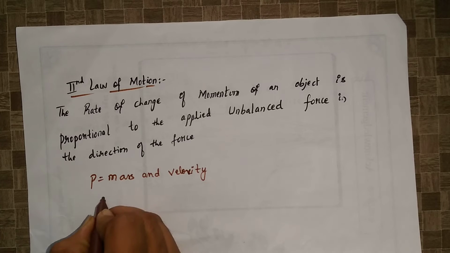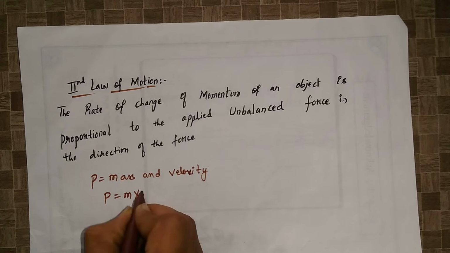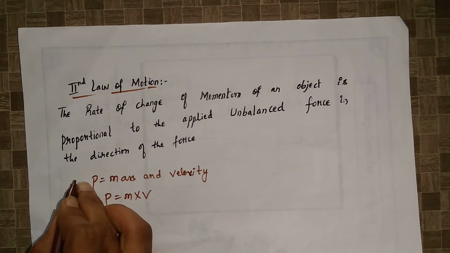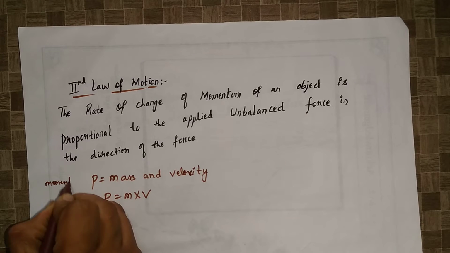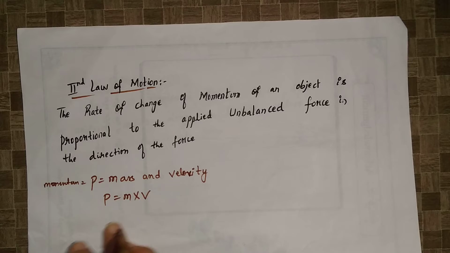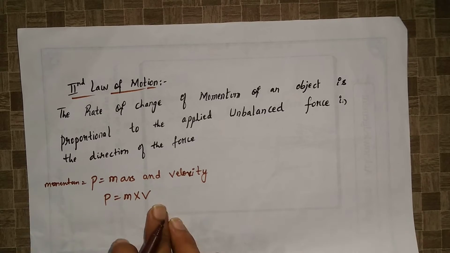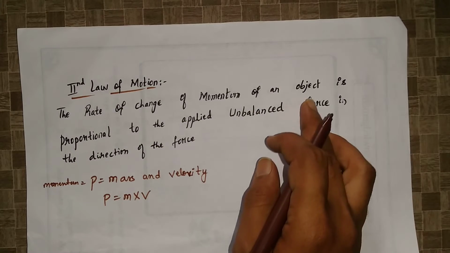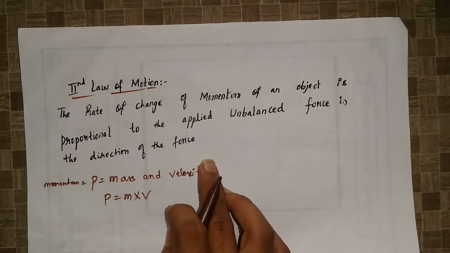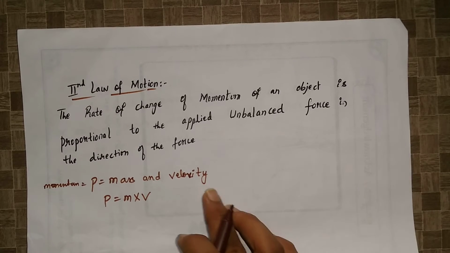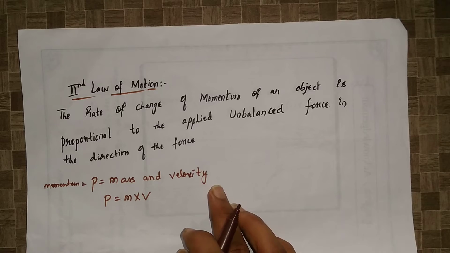Product of mass and velocity. P is equal to m into v. P means momentum. Momentum is the product of mass and velocity. The rate of change of momentum of an object is proportional to the applied unbalanced force in the direction of the force. I will explain this by giving examples.